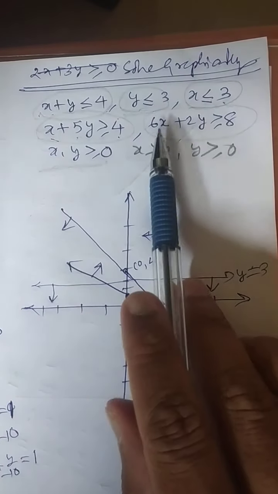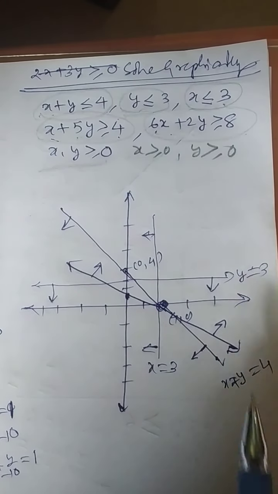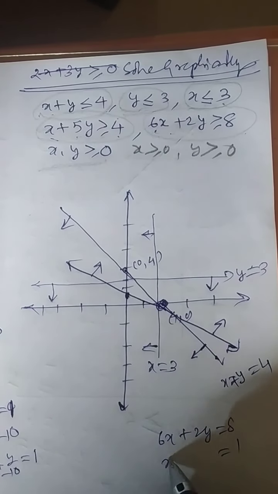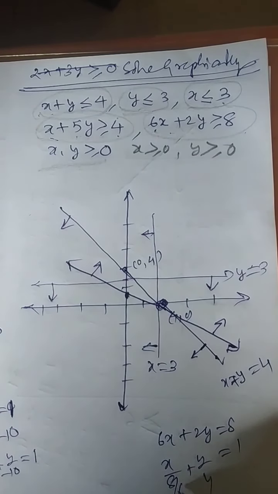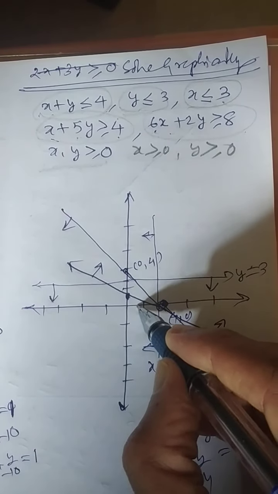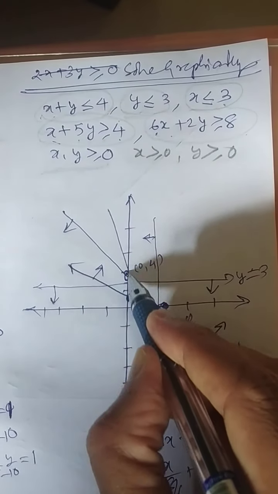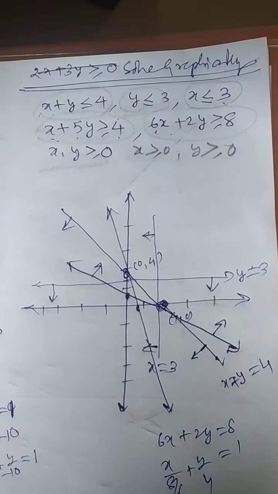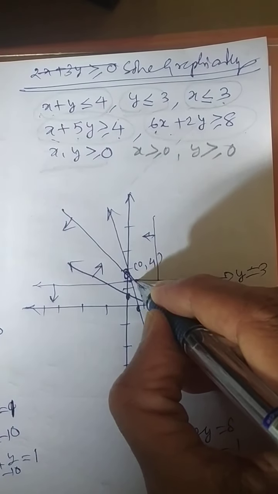Okay. Now one more is left: 6x plus 2y will be equal to 8. Try to find it out. Here x is equal to 8 by 6, which is 4 by 3, somewhere over here, and the y-intercept is 4. So you will get one more line. So many lines are there. Now try to shade. You can take a difference here.